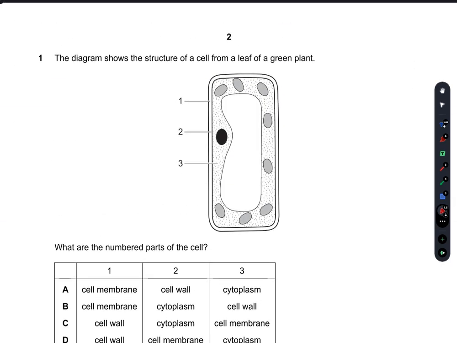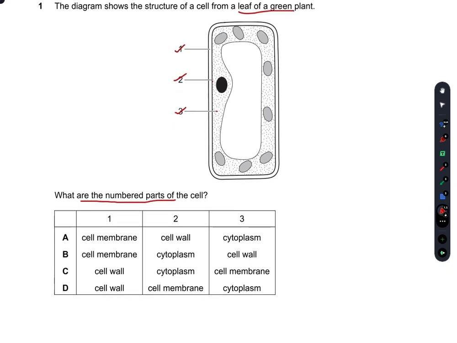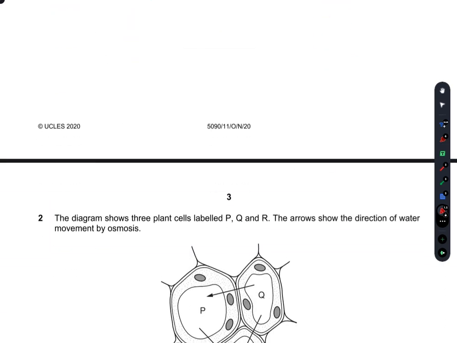The diagram shows the structure of a cell from a leaf of a green plant. What are the numbered parts of the cell? One is cell wall, two is the cell membrane, and three is the cytoplasm. So D is the right option.